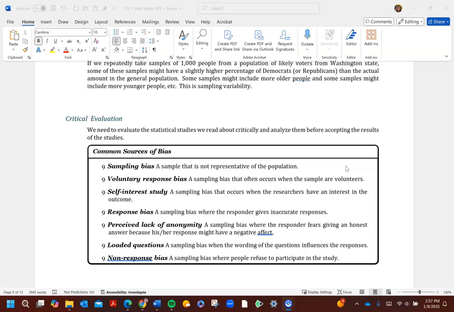For an example, response biases are just kind of lying anyway. Loaded questions is when you're kind of leading someone to say a certain thing. Non-response bias is a sampling bias where people refuse to participate in the study.